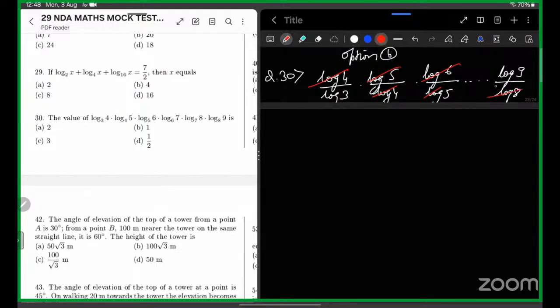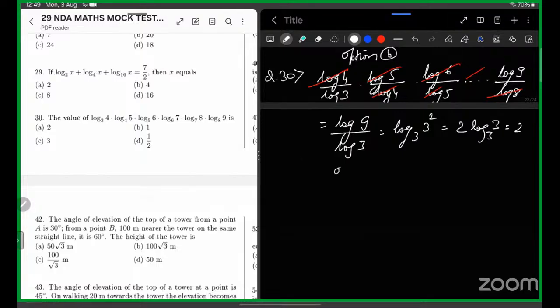This term will get cancelled out with the earlier value. So we will be getting, what we are getting, log 9 upon log 3. That means log 3, and this 9 can be written as a square. 2 log 3 equal to 12. Option A.